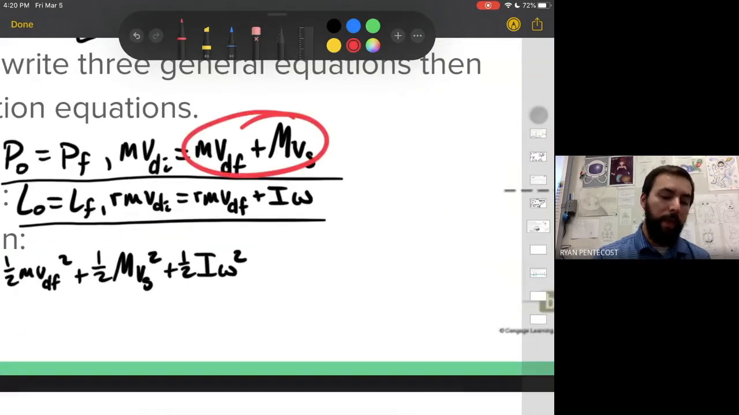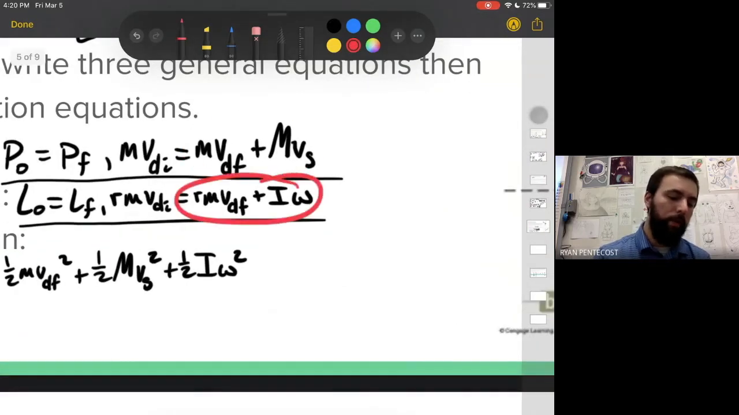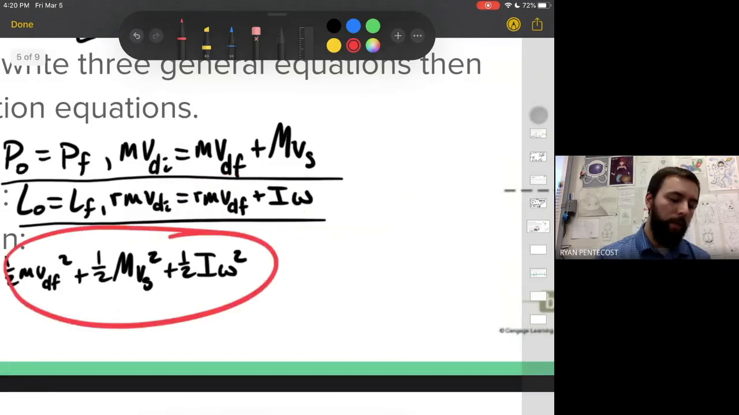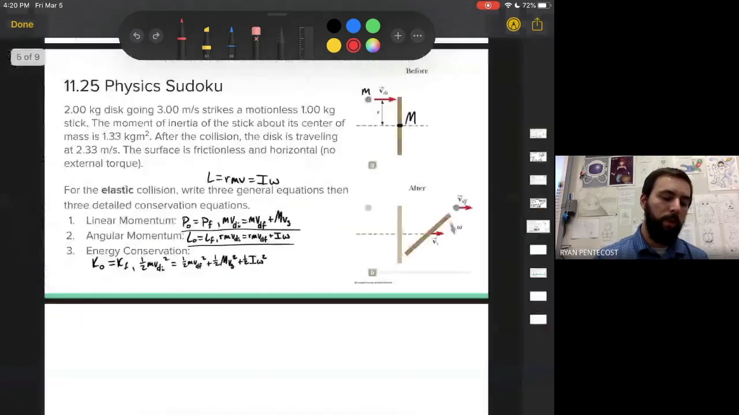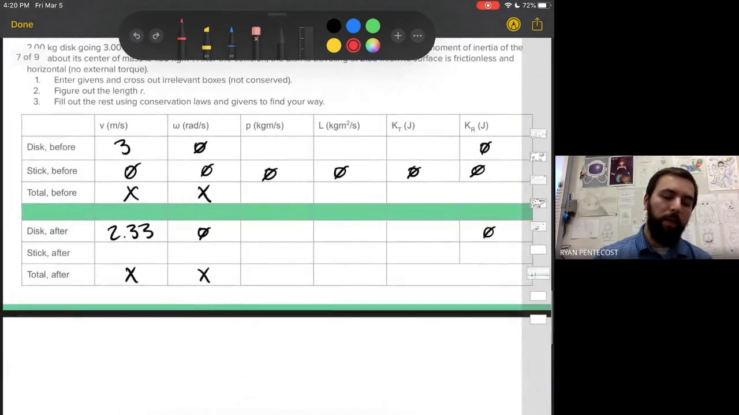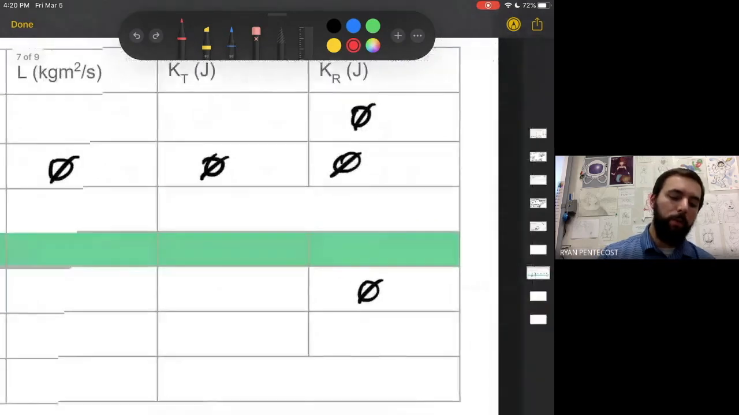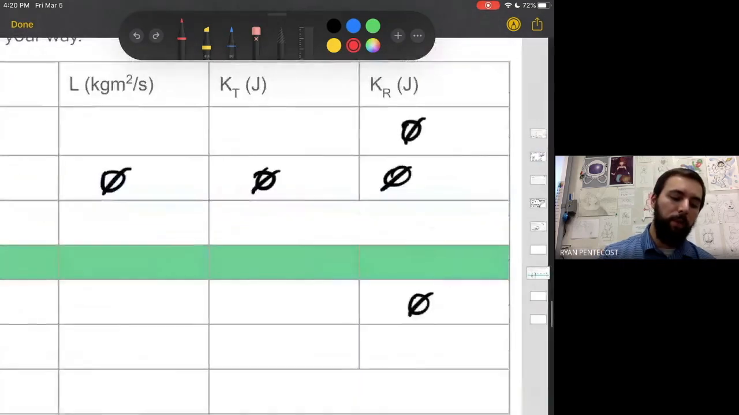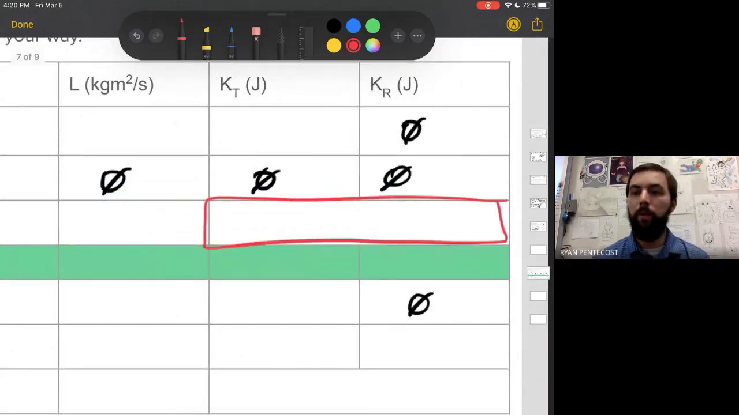Add them up, that's meaningful. Add them up here, also meaningful, right? So those we will actually keep open. I also want to note that the translational and rotational, their total box is not sectioned off because we're going to combine translational and rotational.